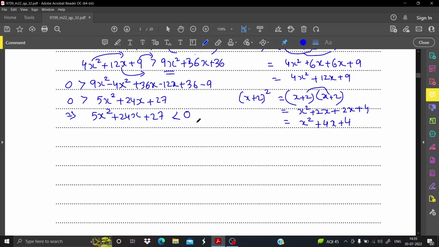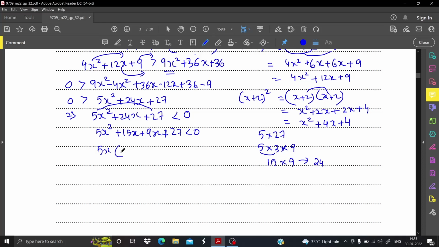So 5x square plus 24x plus 27, how do you solve this? So you can multiply 5 times 27. The simple way is to split the 27 by writing 3 times 9. Most of the times it works. Now make a combination of 5 and 3, 15, and then 9. So 15 plus 9, when added, you get 24. So 5x square plus 15x plus 9x plus 27 less than 0.